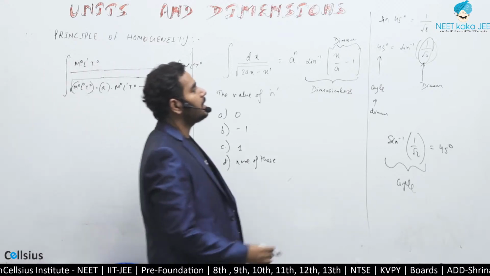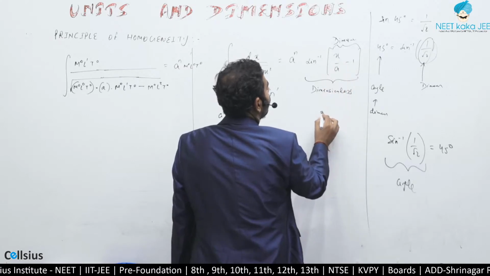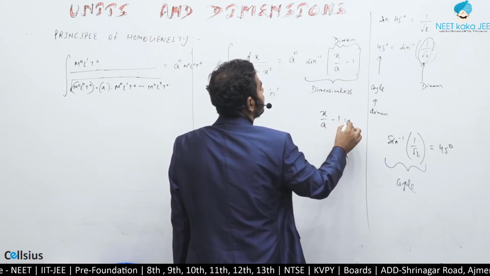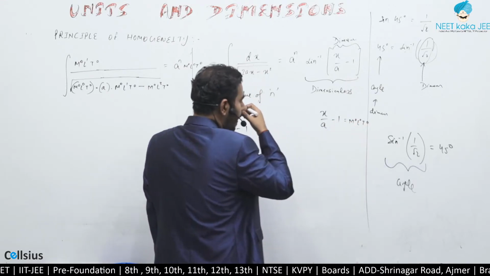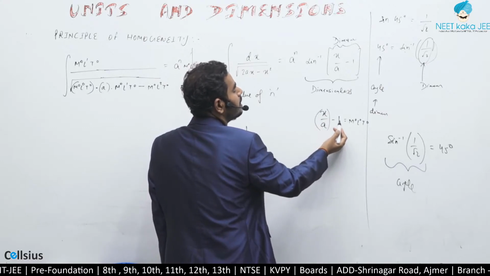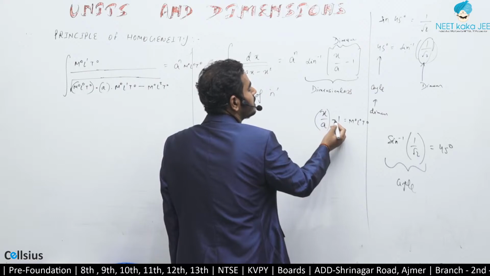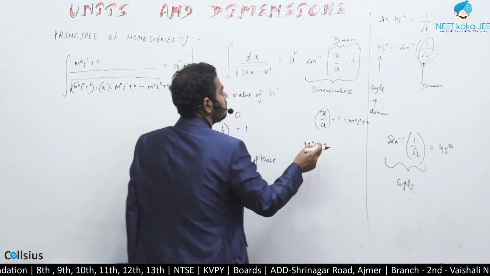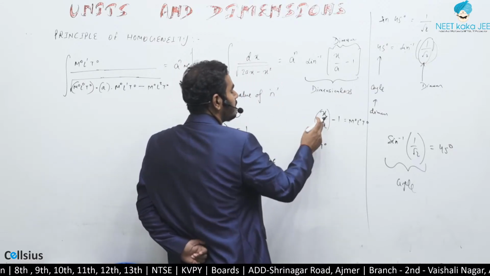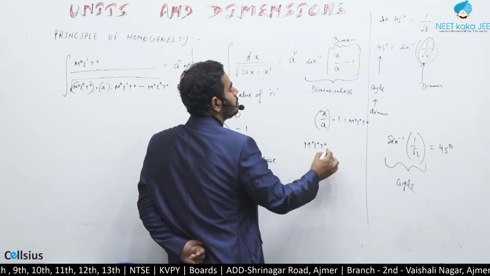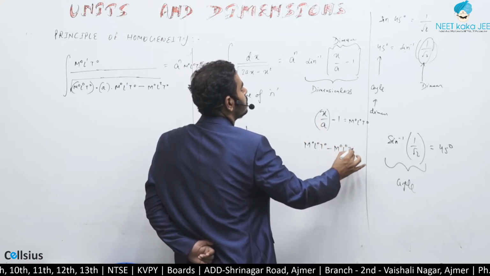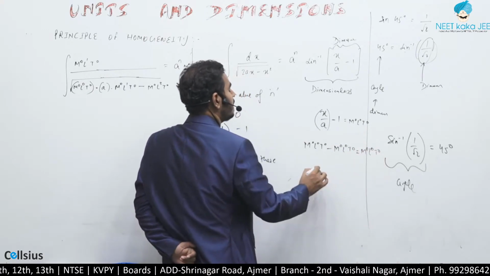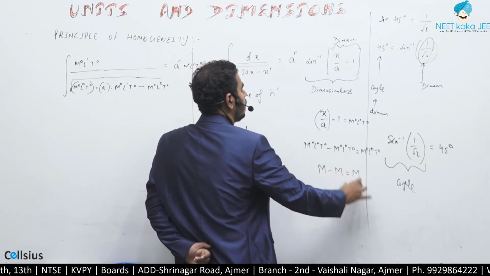You could have calculated the dimension of a from over here also, because x by a minus 1 must be dimensionless. Therefore x by a minus 1 must be m0 l0 t0, and because the dimension of x by a must be equal to the dimension of 1, because they are separated by a minus sign, both must be m0 l0 t0. So x by a must be m0 l0 t0, because then 1 is also m0 l0 t0, and on the other side of equal to it will become m0 l0 t0. Dimension wise, m minus m is not 0, m minus m is equal to m.